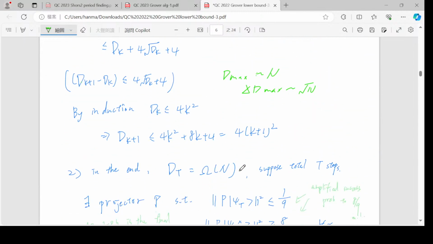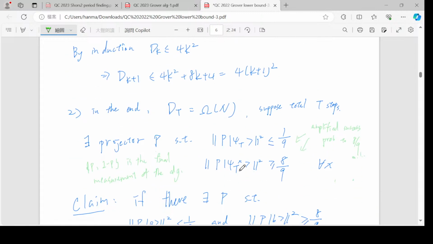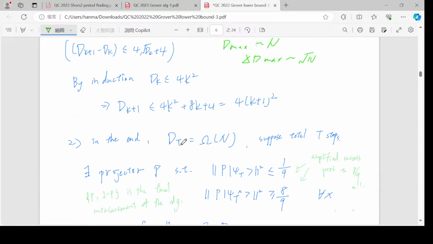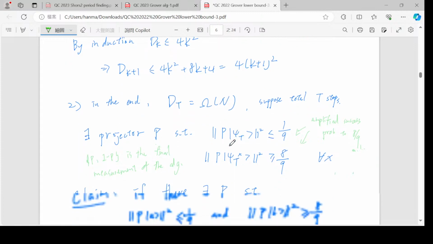Okay, so the other part is not too hard. It's intuitive, but we still need to give a proof. We want to say that at the end this progress function d needs to be omega n. Suppose there are T steps in total; then at the end it needs to be omega n.